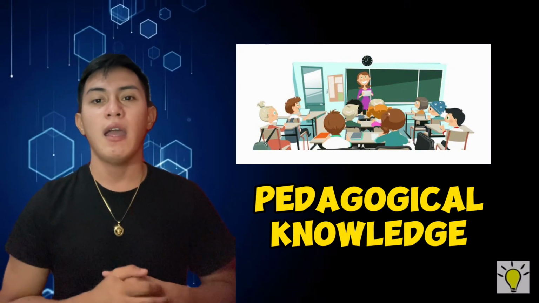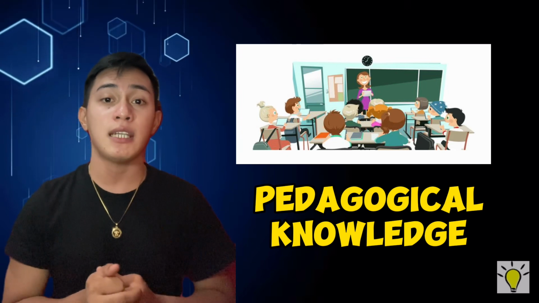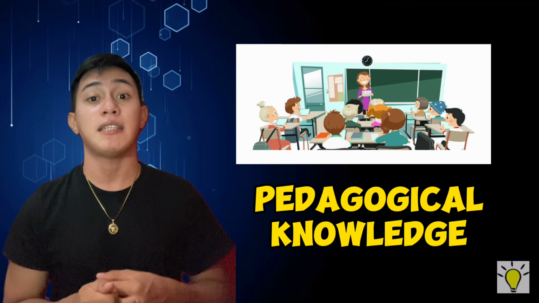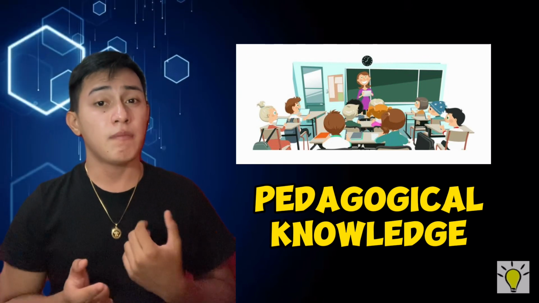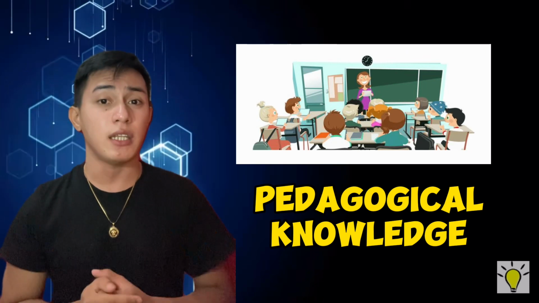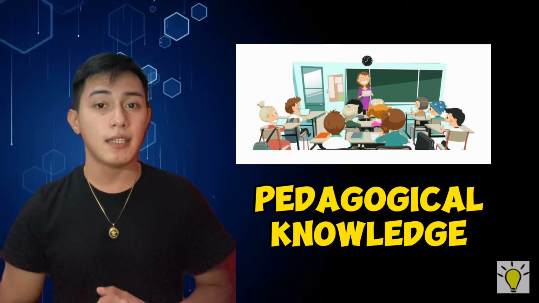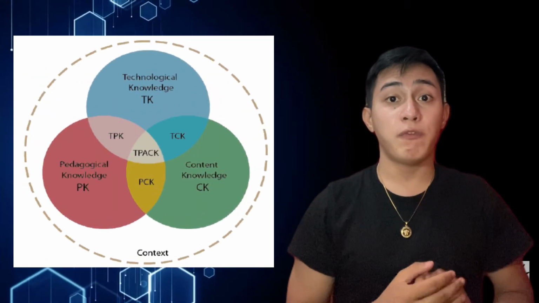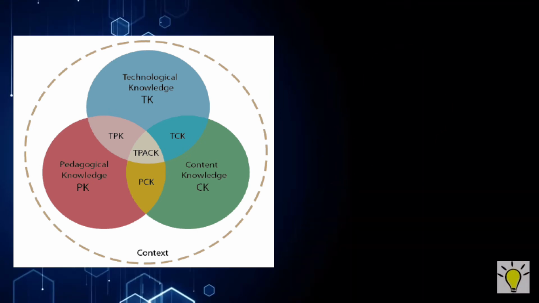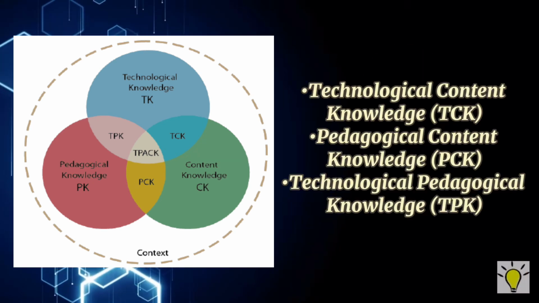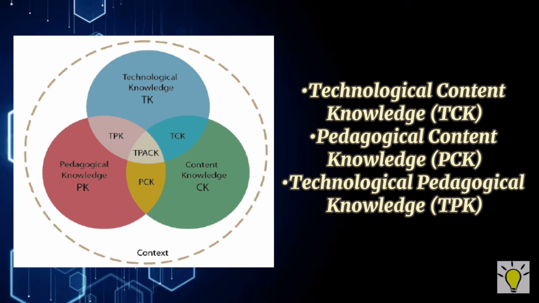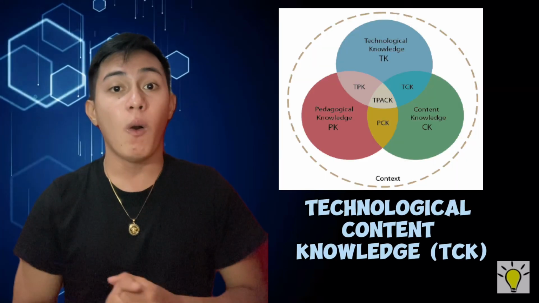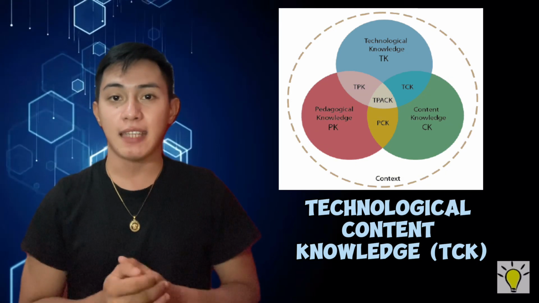For example, knowledge about how to use teaching strategies like problem-based learning and teaching, inquiry-based instruction, and differentiated instruction. There are 3 knowledge areas that will be formed when the 3 knowledge areas intersect, and those are TCK, PCK, and TPK. But first, let's talk about TCK or technological content knowledge.